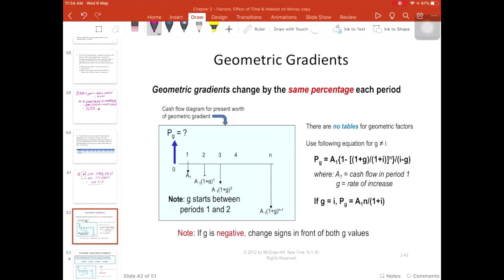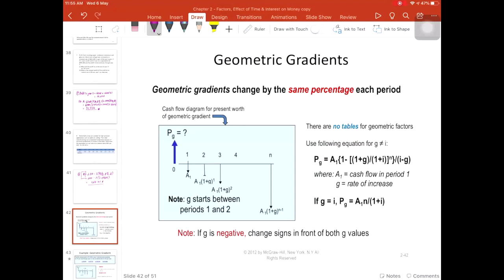Okay, but in geometric, a percentage is constantly added. For example, every year they will add 7% per year. So every year we will add 7%, 7%, 7%, 7% as a percentage. In arithmetic, it is a number that is added. But in geometric, it is a percentage consistently added.